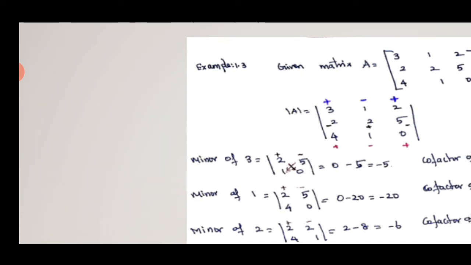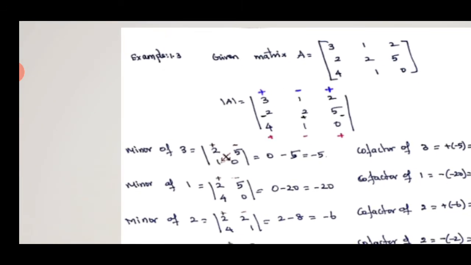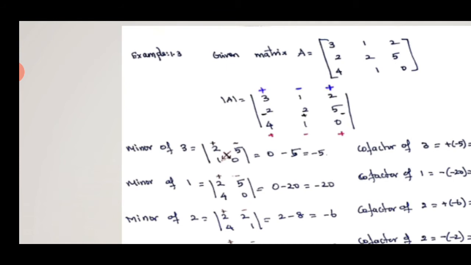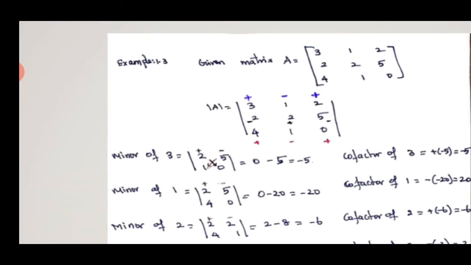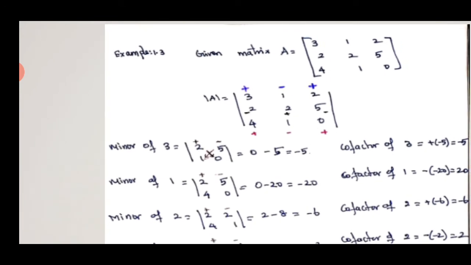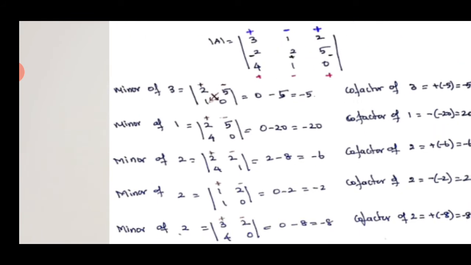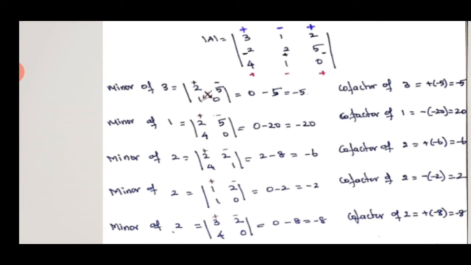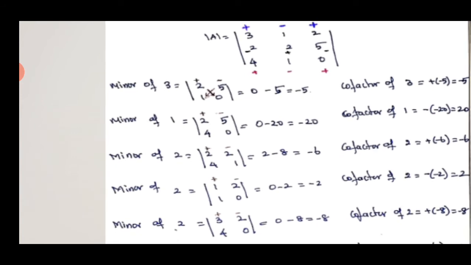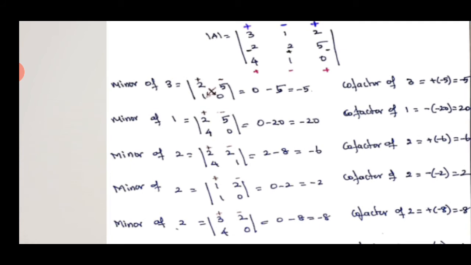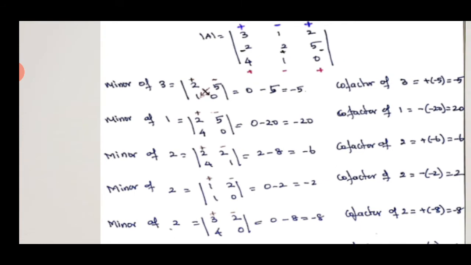So how can you find the minor of 1? That is simple. Go to the matrix A. The first row, the second column, you can see a 1. That 1, you have to hide that row and column. If you hide that row and column, you will have 2, 5 and 4, 0. Apply those entries in a determinant and give the plus and minus sign over the determinant. So you have plus 2, minus 5, 4, 0. So plus 2 into 0 is 0, minus 5 into 4 is minus 20. So 0 minus 20 is minus 20.